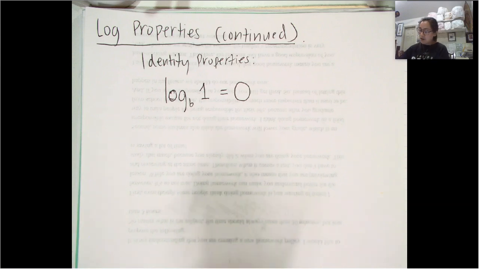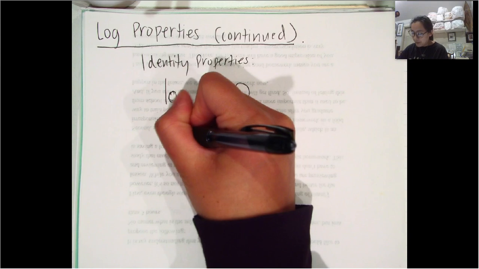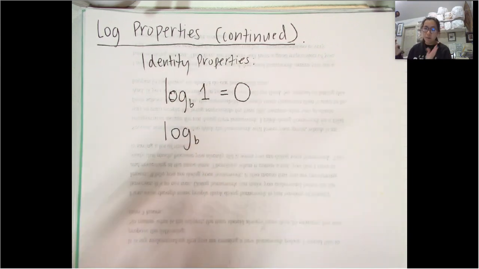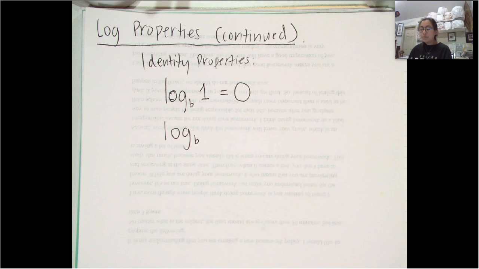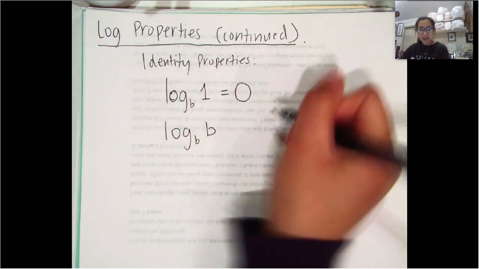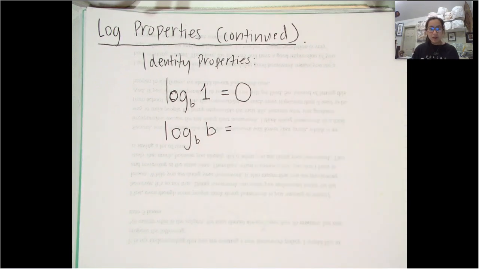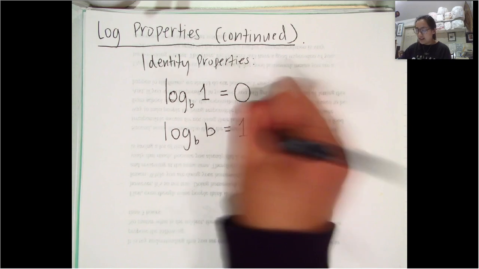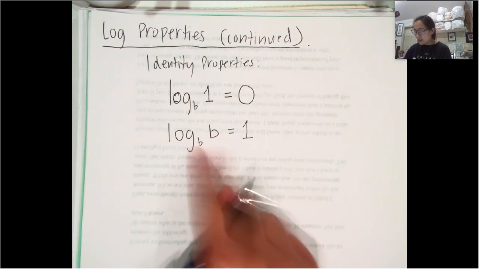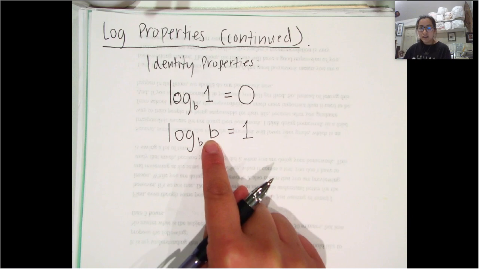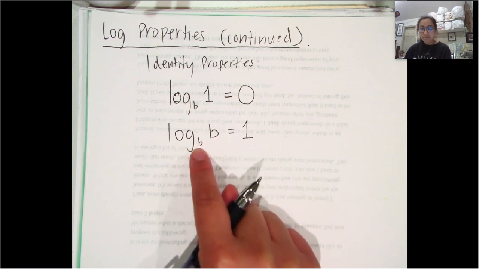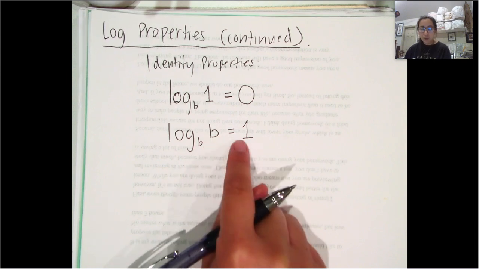All right. And so the other identity property is if you have some base b, so any base b, if you do log base b of the same base, or whatever the base is, what are you going to get then? So b to what power is b? Well, that's always going to be 1. So any number to the 1 power is going to be itself. So b to the 1 power is b. And so if you do log base any number of that same number, you'll always get 1.